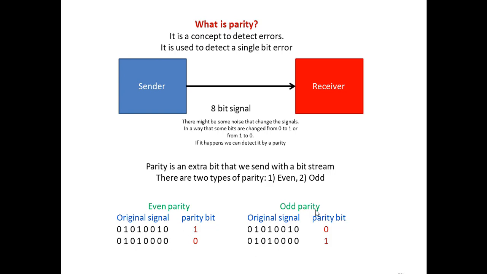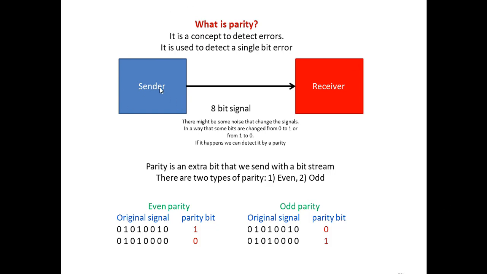In the odd parity type or mode, it's vice versa. That means that we need to eventually have an odd number of 1 bits. So if we have 3 ones, then in the odd parity mode, the parity bit is going to be 0. On the other hand, if we have 2 ones, the parity bit is going to be 1 to keep up with the odd parity mode. So how is this parity going to help us?